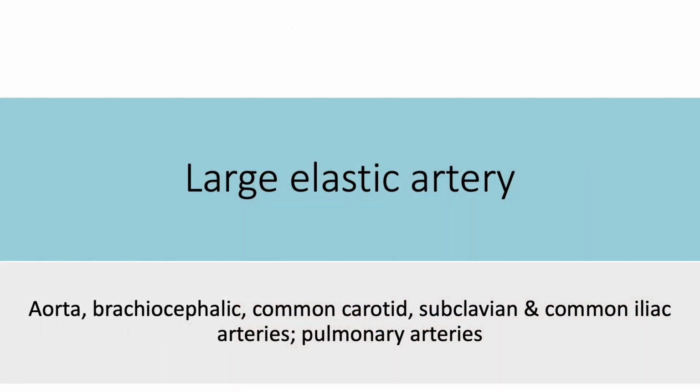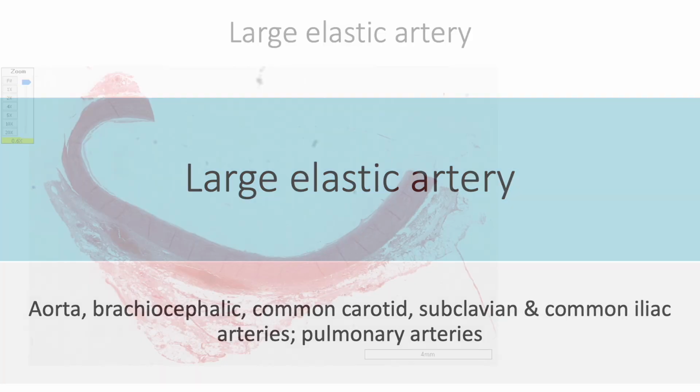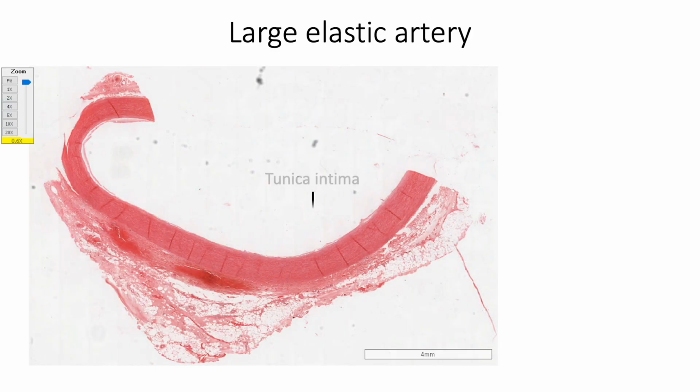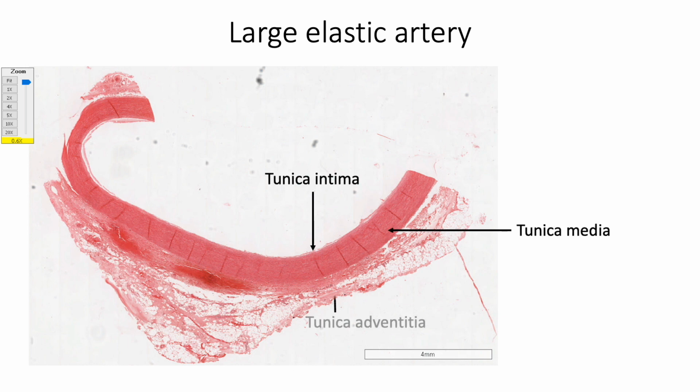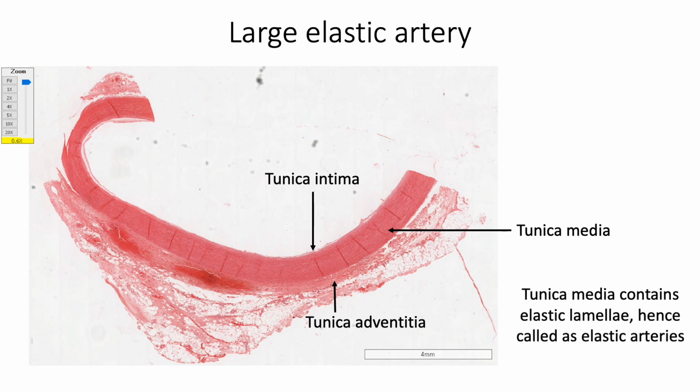Let us now look into the features of large elastic artery. The large elastic arteries include aorta and its main branches, that is brachiocephalic, common carotid and subclavian arteries, and common iliac arteries, as well as pulmonary arteries. Elastic artery shows the same three layers of the blood vessel, that is tunica intima, tunica media, and tunica adventitia. Tunica media contains elastic lamellae, hence these arteries are called elastic arteries.